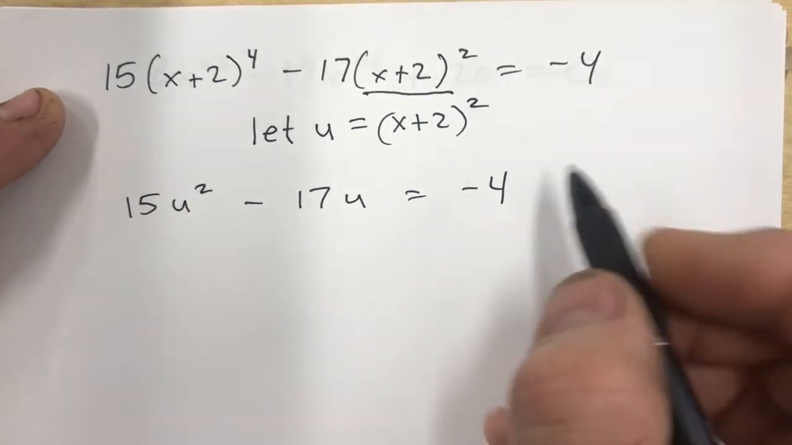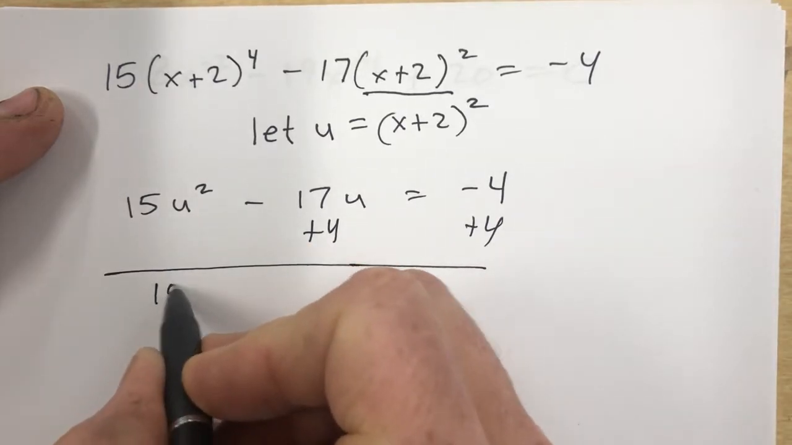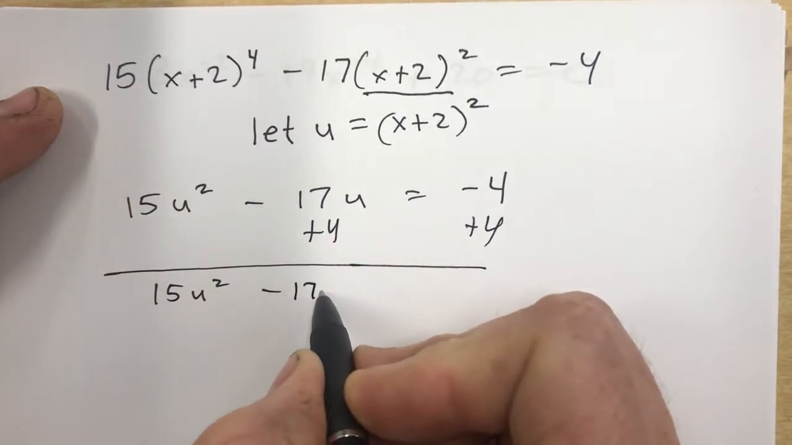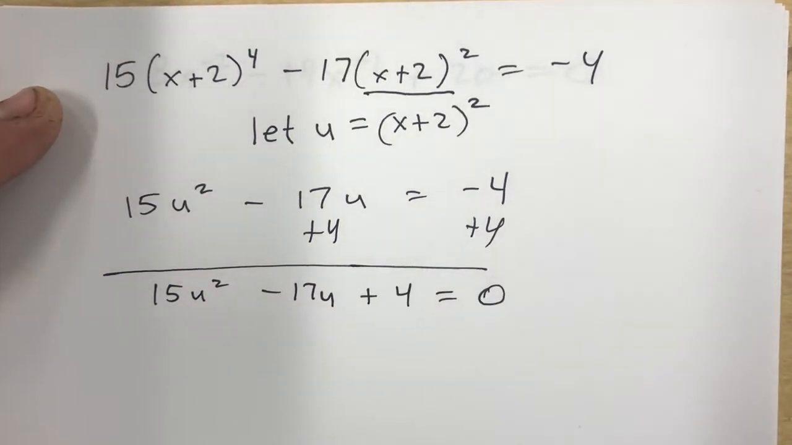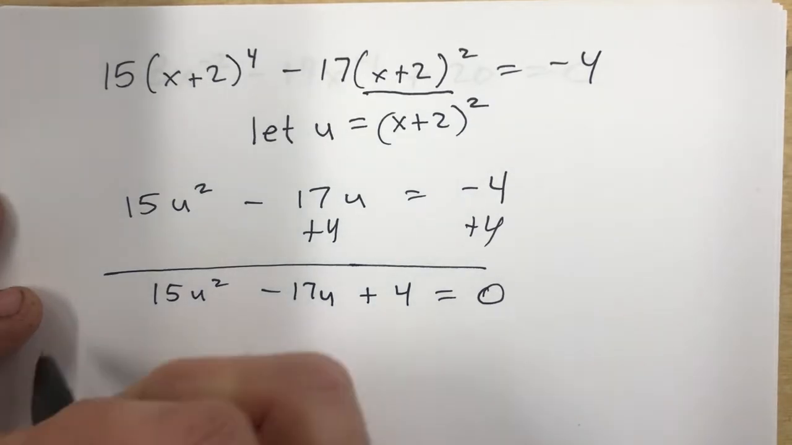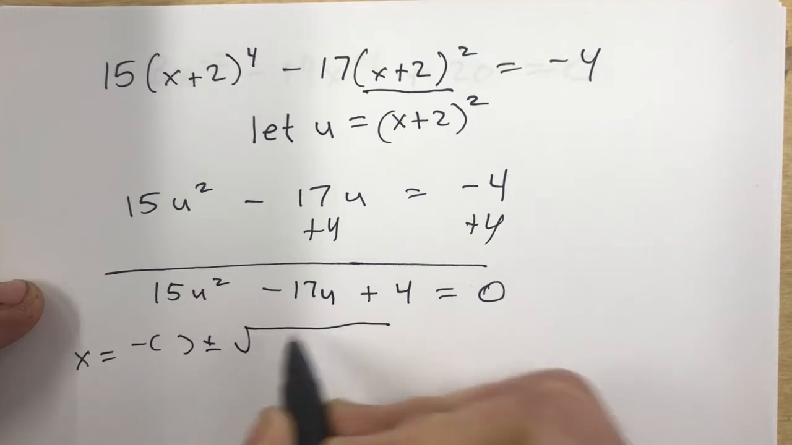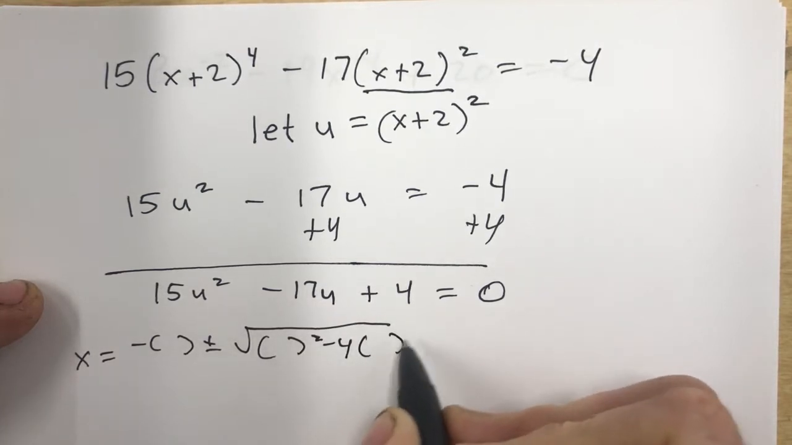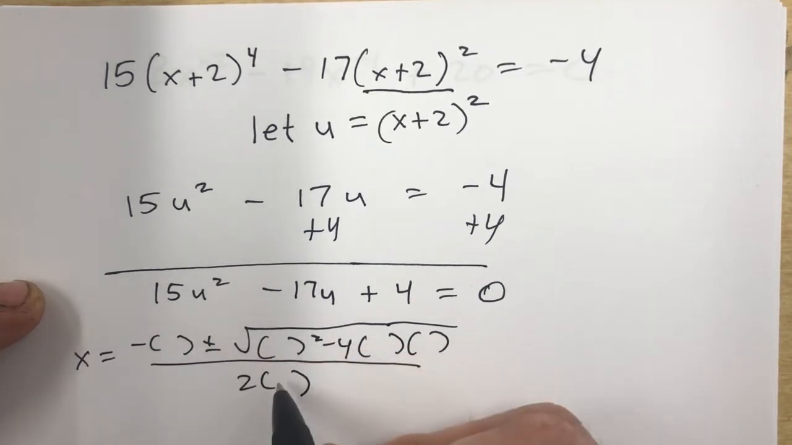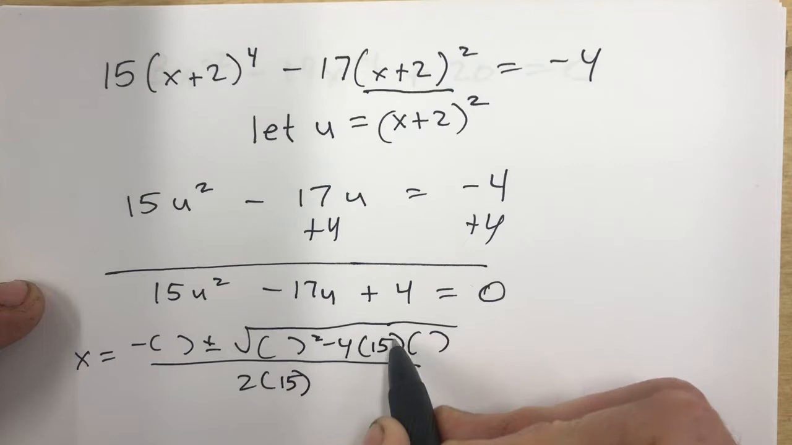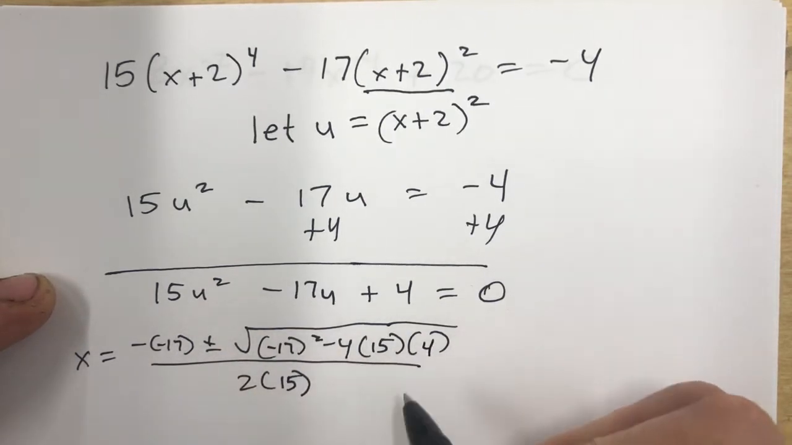And now I can add 4 on both sides. And then I've got 15u squared minus 17u plus 4 equals 0. And I can do the quadratic formula on this. Okay, so x equals -b plus or minus a square root b squared minus 4ac all over 2a. My a is 15, that goes here and here. My b is -17, that goes here and here, and then c is 4.